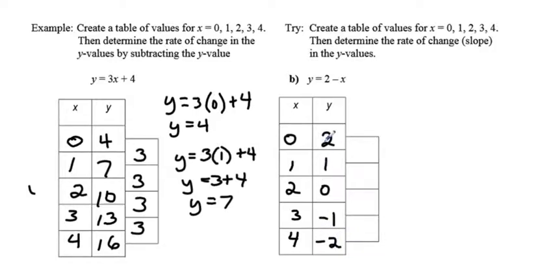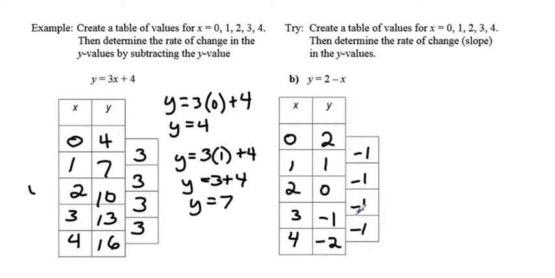2 minus 4. And then again, we start with the second one minus the first one. So 1 minus 2 is negative 1. 0 minus 1 is negative 1. Negative 1 minus 0 is negative 1. And this is tricky, but minus 2 minus minus 1 is like saying minus 2 plus 1. So minus 2 plus 1 is also minus 1.